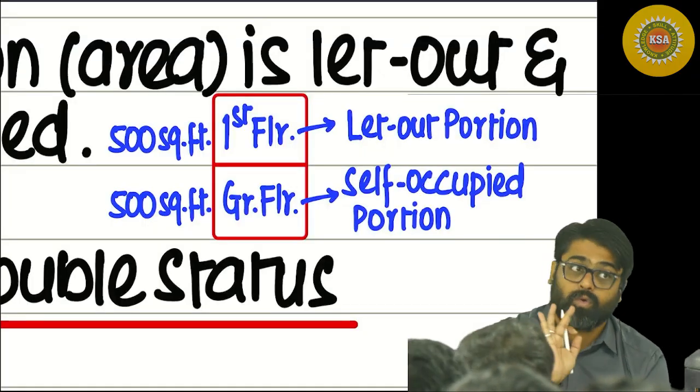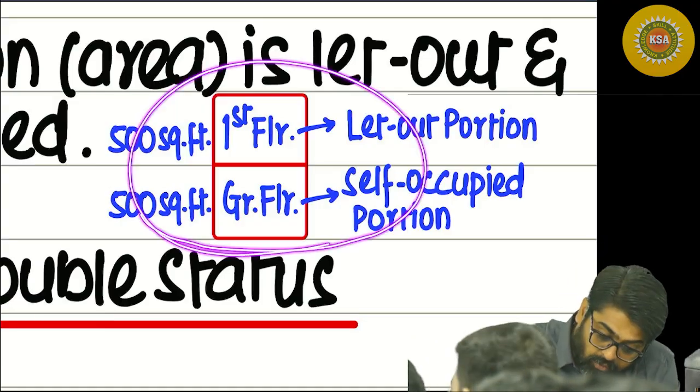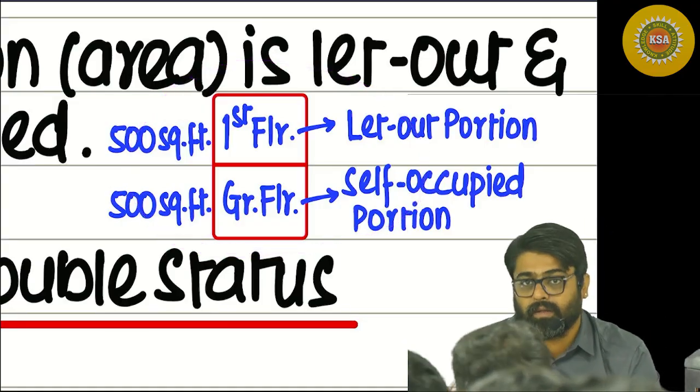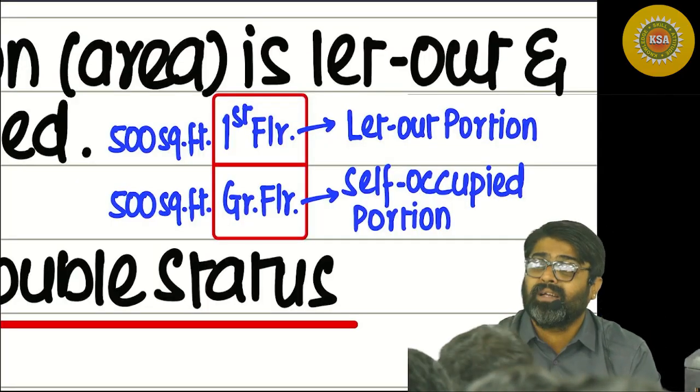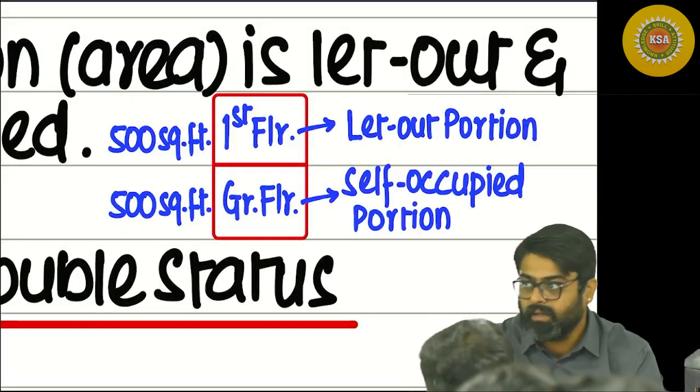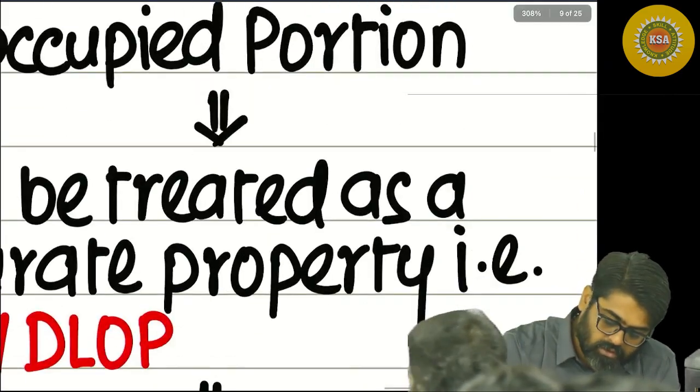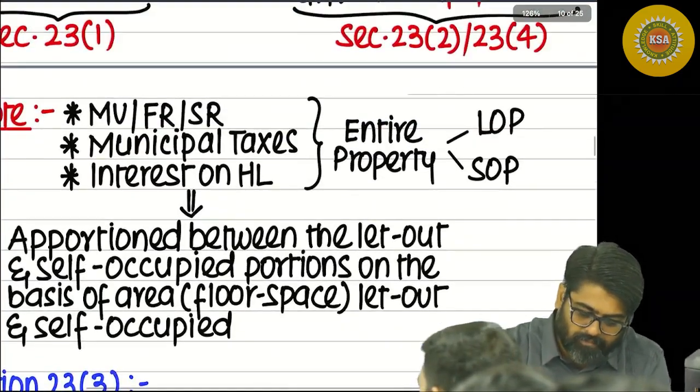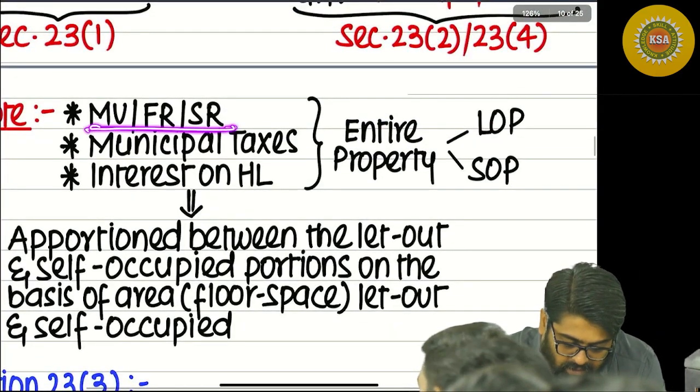But you are going to do it only if these figures are given for the entire property. If it is given for the entire property, then divide these amounts into let out portion and self-occupied portion. Yes or no? Very easy, logical. So tell me, municipal value, fair rent, standard rent.